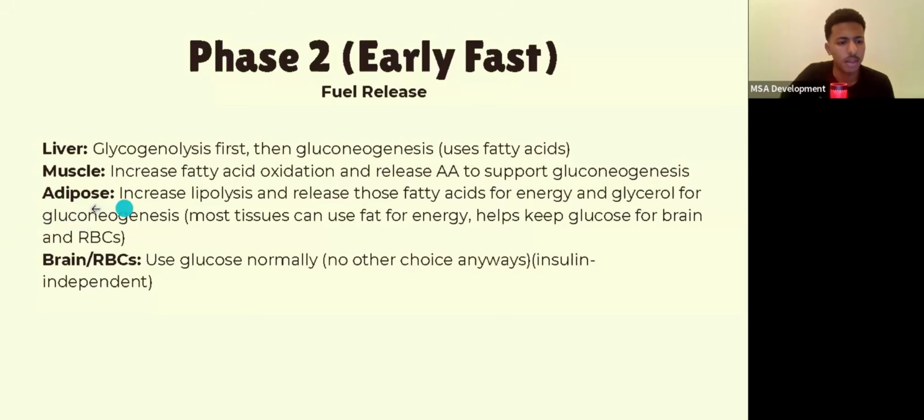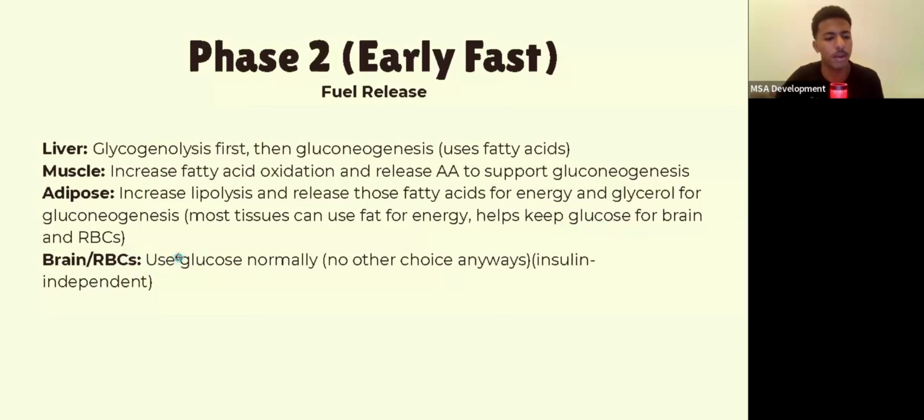Now, for adipose tissue, they switch from storing to releasing now. So they increase lipolysis. That's the first key part. And then they release those fatty acids for energy and the glycerol for gluconeogenesis. So they release those fatty acids for the tissues which can use fat for energy. And they release this glycerol for the liver to use in gluconeogenesis. And this overall shift helps keep glucose for the brain and the RBCs.